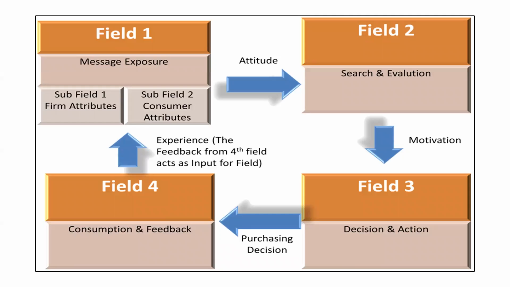So this is the entire model of Nicosia. There are four fields: field 1, field 2, field 3, field 4. Field 1 is all about message exposure, which forms the attitude, which leads to search and evaluation of alternatives, which becomes the motivation for taking decision and action, and ultimately the purchasing decision will be taken, and then consumption and feedback. On the basis of that experience, then again it will go to the field 1. So we will discuss all the fields one by one.